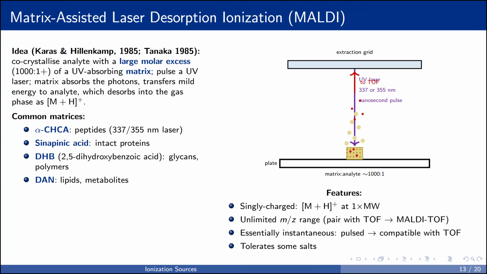One niche that MALDI now owns is clinical microbiology. Every major hospital microbiology lab now uses MALDI to identify bacteria from colonies. You pick a colony, smear it on a plate, add matrix, run the instrument, and get a species identification in about a minute based on the pattern of ribosomal proteins. This has revolutionized clinical microbiology in the last 15 years.